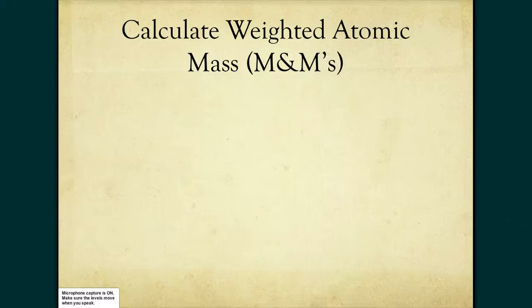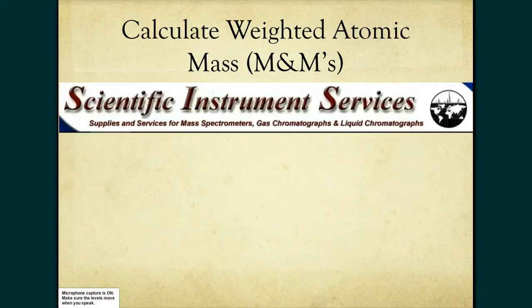All right, so our next topic is going to be over how to calculate weighted atomic mass. And that has to do with your M&M's lab. So you know there are a number of isotopes for elements, because an isotope is an element that has a different number of neutrons inside the nucleus. And so when you figure out the weighted atomic mass, it has to do with the abundance of the element.